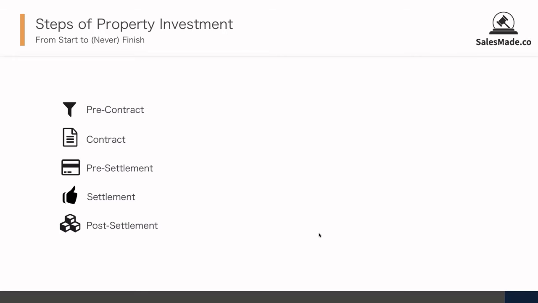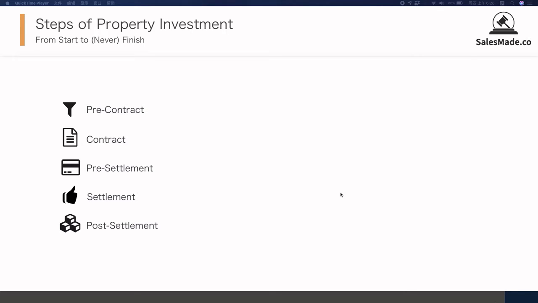So post-settlement is generally made up of two components, being us engaged by the buyers to find tenants, collect rent, and also, after a number of years, to resell the property for profit. So that's generally the transaction process.